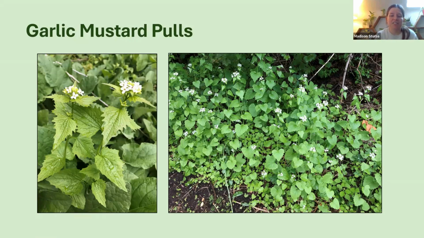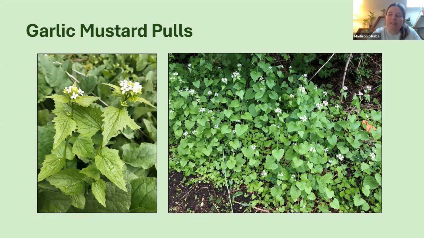Thankfully, smaller infestations of this plant can be easier to manage on your own or with your class because it's easy to pull out of the ground. With hand pulling, all you would do is grab an individual plant, pull it out of the ground while making sure that you got the entire root just to avoid resprouting. And then you would pop it into a black garbage bag.